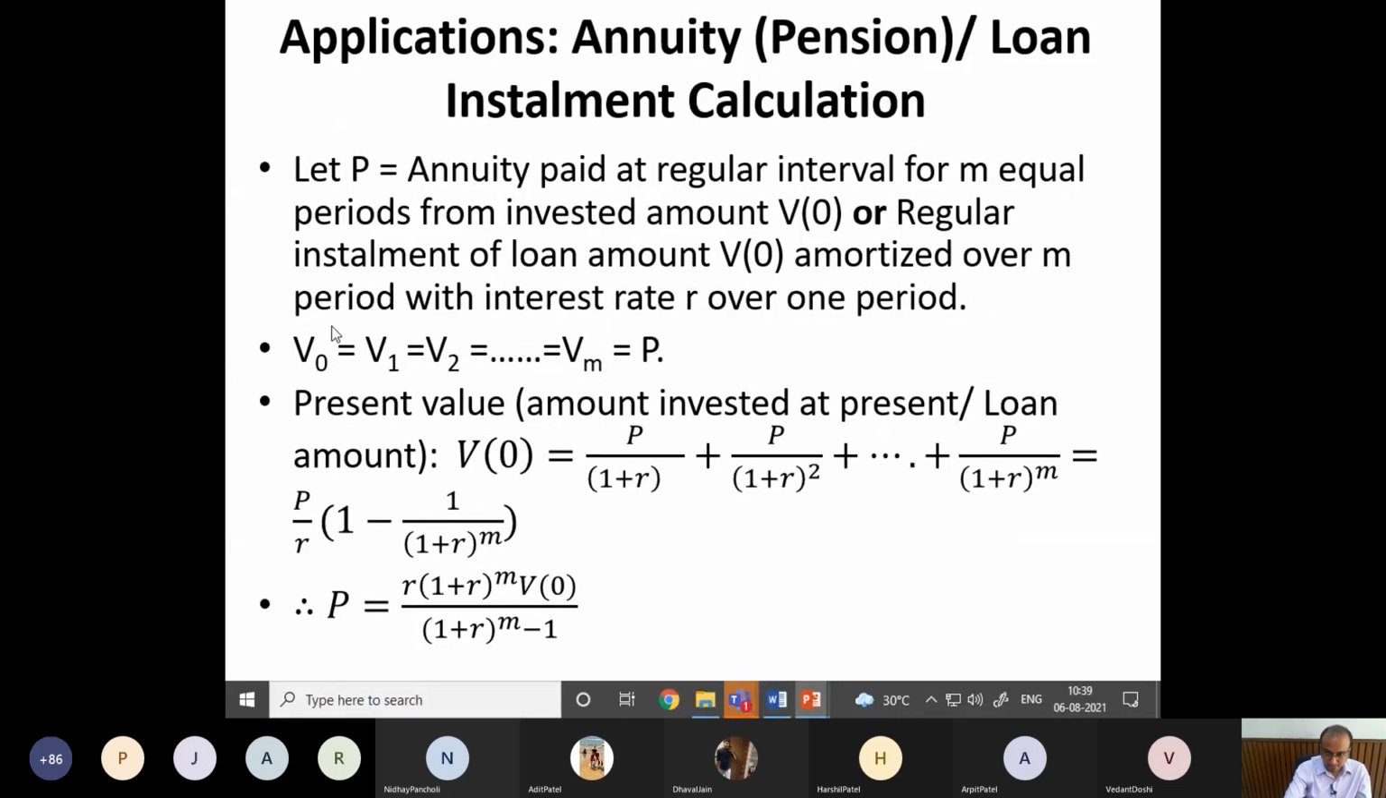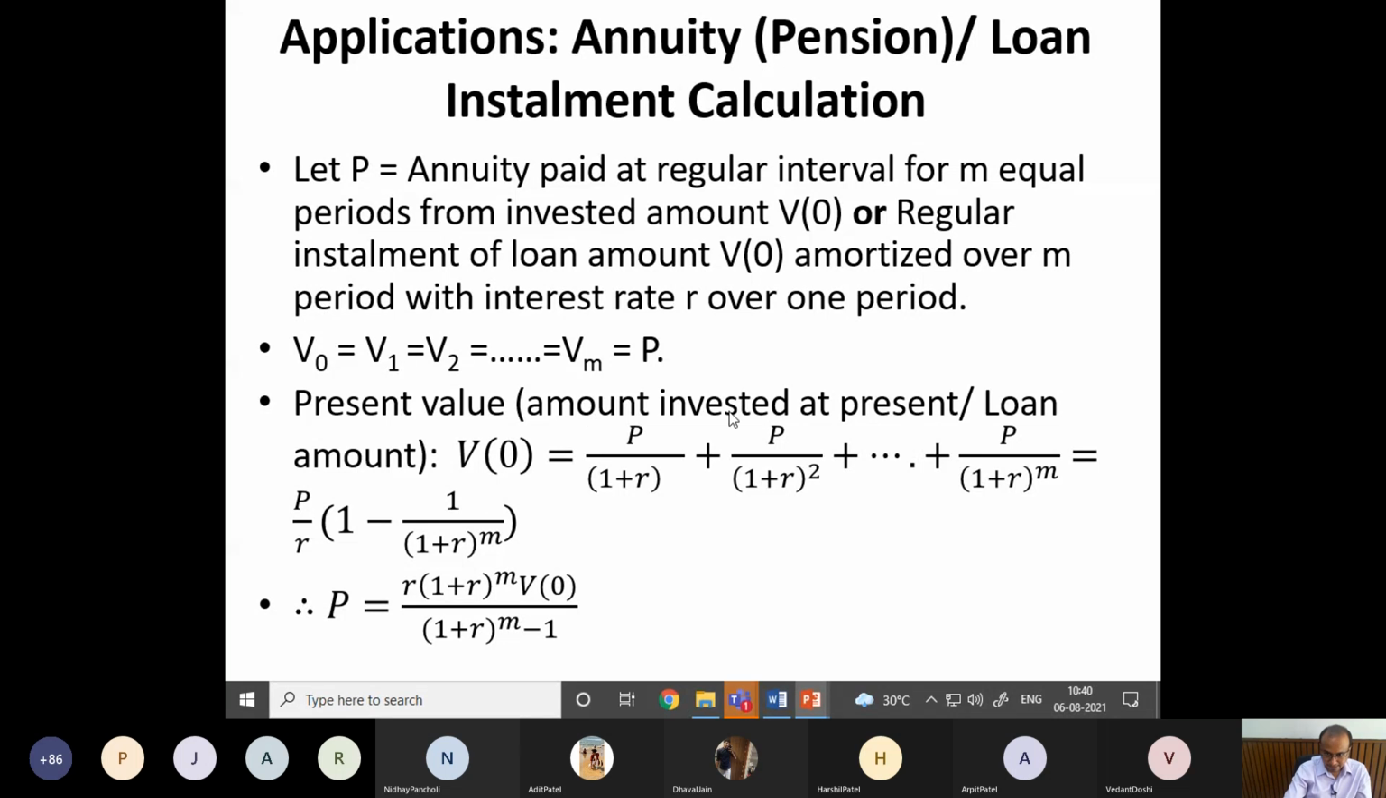Sorry, let me correct this. Don't write this, there is a mistake. This V0 should be equal to 0. Then V1, V2 up to Vm should be equal to P, because I invest at this time. So I will get the annuity at the next interval after the end of the first period, not at the beginning of the period. So V0 must be 0.